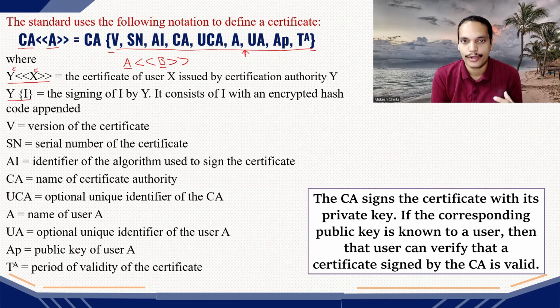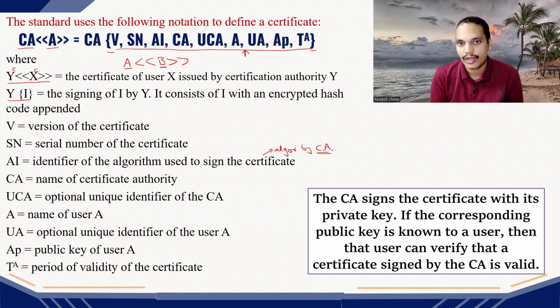That means I'm going to encrypt it using my private key or use some other signature generation algorithm. All the values are used for the signature. So V stands for version of the certificate, SN stands for serial number of the certificate, AI stands for identifier of the algorithm used to sign the certificate.